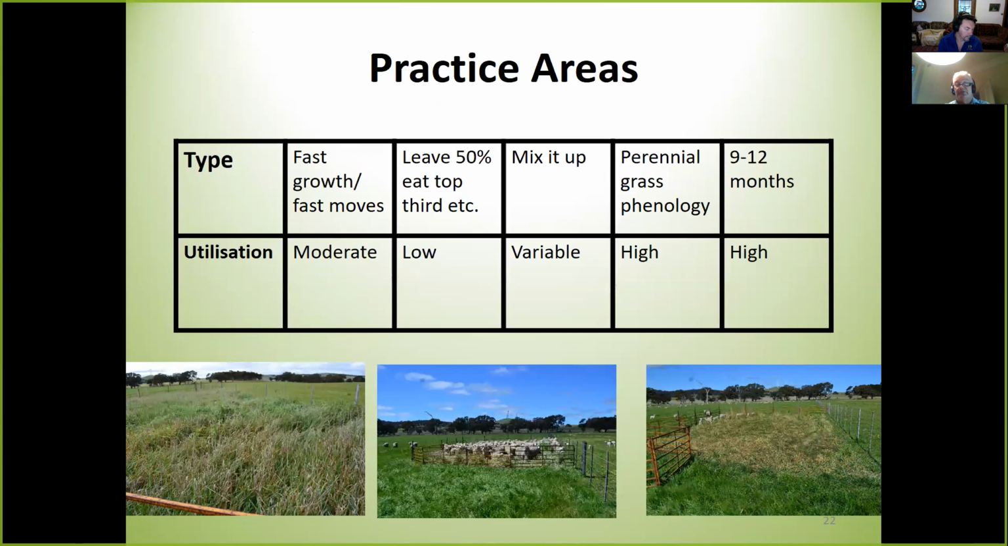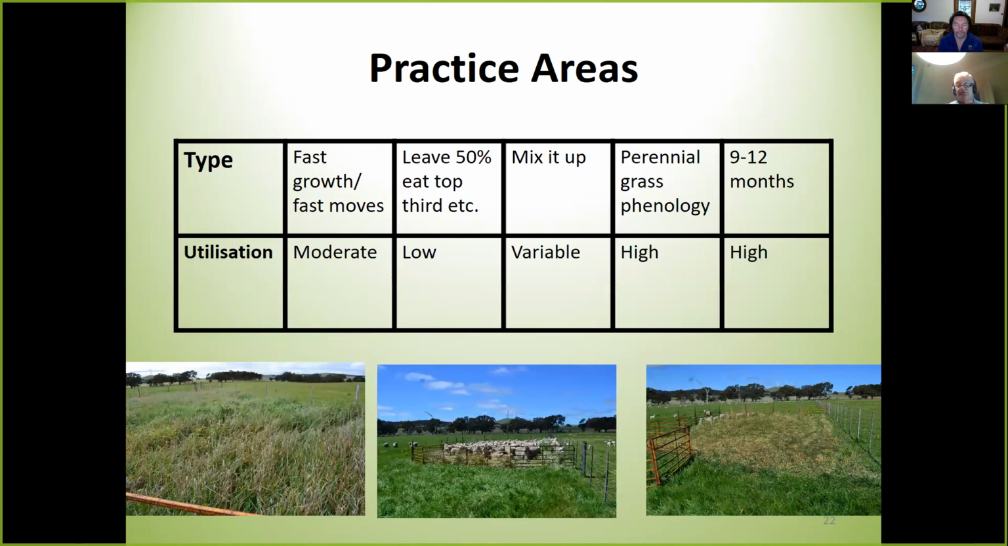So this one we talk about, graze it well, but don't graze it too well. I've been trying to work out what that is actually saying to people, so I've just gone for, say, moderate utilization. This is low utilization. The other one that would fit in here would be tall grass grazing. They leave quite a lot of leaf area, so I'm saying it's low utilization. Then mix it up, sometimes high, sometimes low.